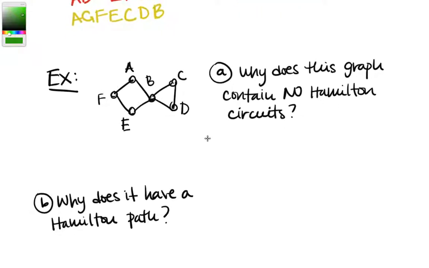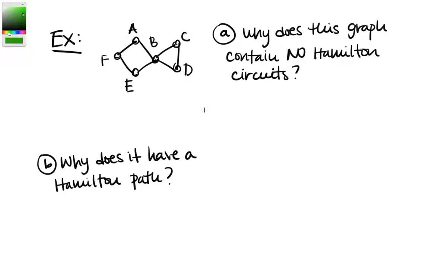In our next example, we want to answer a couple questions about this graph here. First question is, why does this graph contain no Hamilton circuits? Okay. So let's talk about this. If we were to try to find one, say we wanted to find one that started and ended at F, well, we could go up to A, down to B, and then we have an issue, right? We have to hit C and D, and we have to hit E, but we're not allowed to repeat vertices.